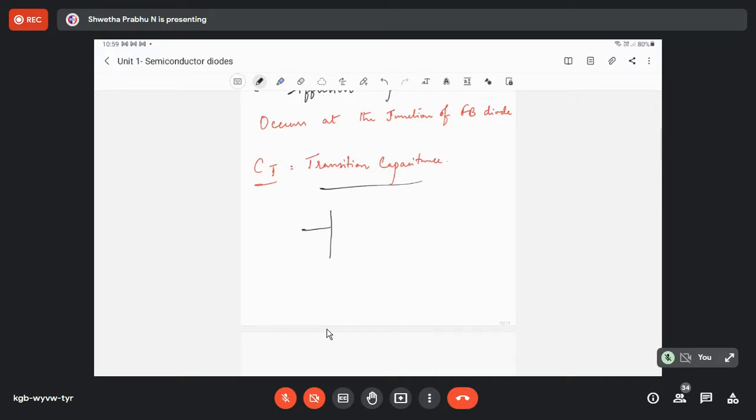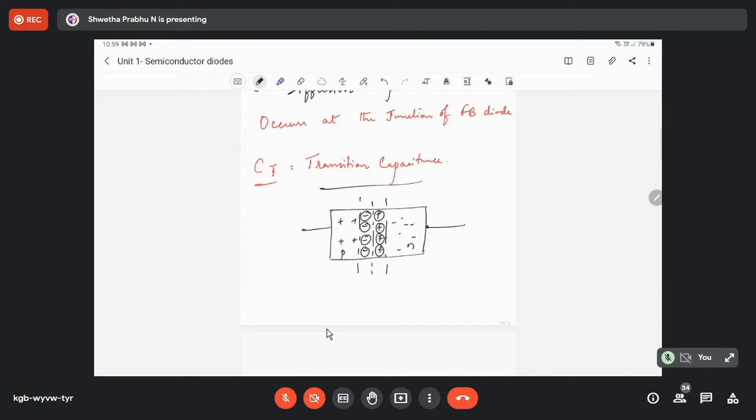Okay. So if you consider a PN junction diode, here this has got majority holes and this has got majority electrons. This is the P side and this is the N side. And here, where the junction is formed, this is filled with negative immobile ions and this is filled with positive immobile ions. This is a simple PN junction.